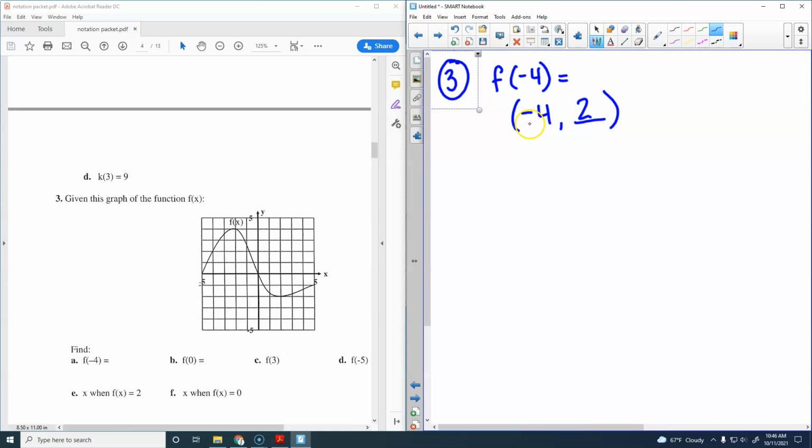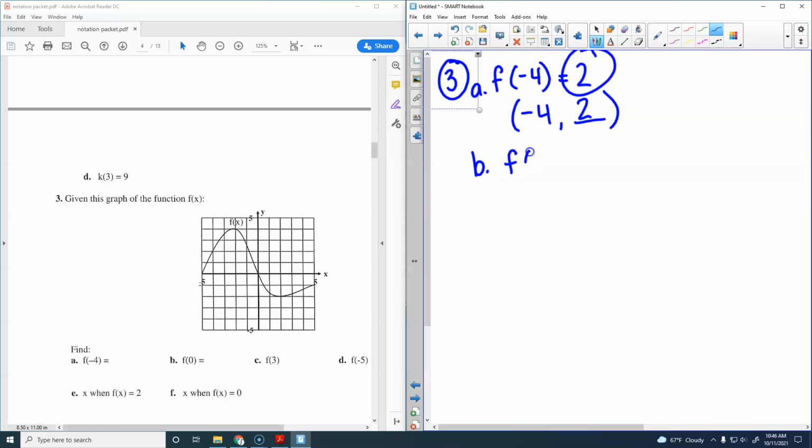Okay? So if I've got the point negative 4, 2, I'm going kind of backwards from what we were just doing with writing the points. What does f of negative 4 equal? 2. Right? Because if the point is negative 4, 2, then f of negative 4 would equal 2. Kind of going backwards from what we were talking about. So 2 would be your answer there. That's for A.